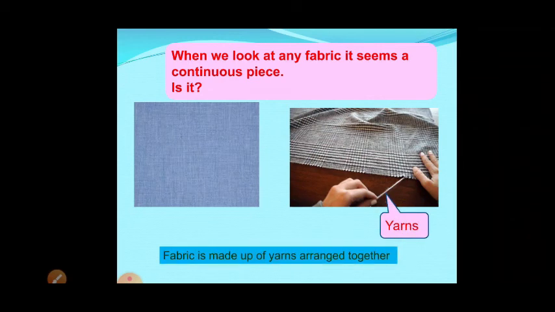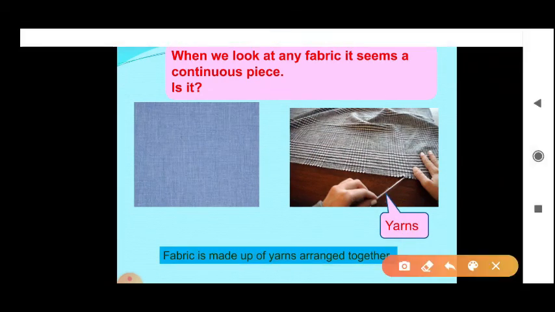Okay, so here I can show you, if this is the yarn, so the yarn will be like this. When we arrange this yarn together, we will get fabric. Okay, they are so neatly and nicely arranged. Here you can observe this kind of pattern in woolen clothes, correct? So all the fabrics are different yarns arranged together. That means fabrics are made up of yarns.